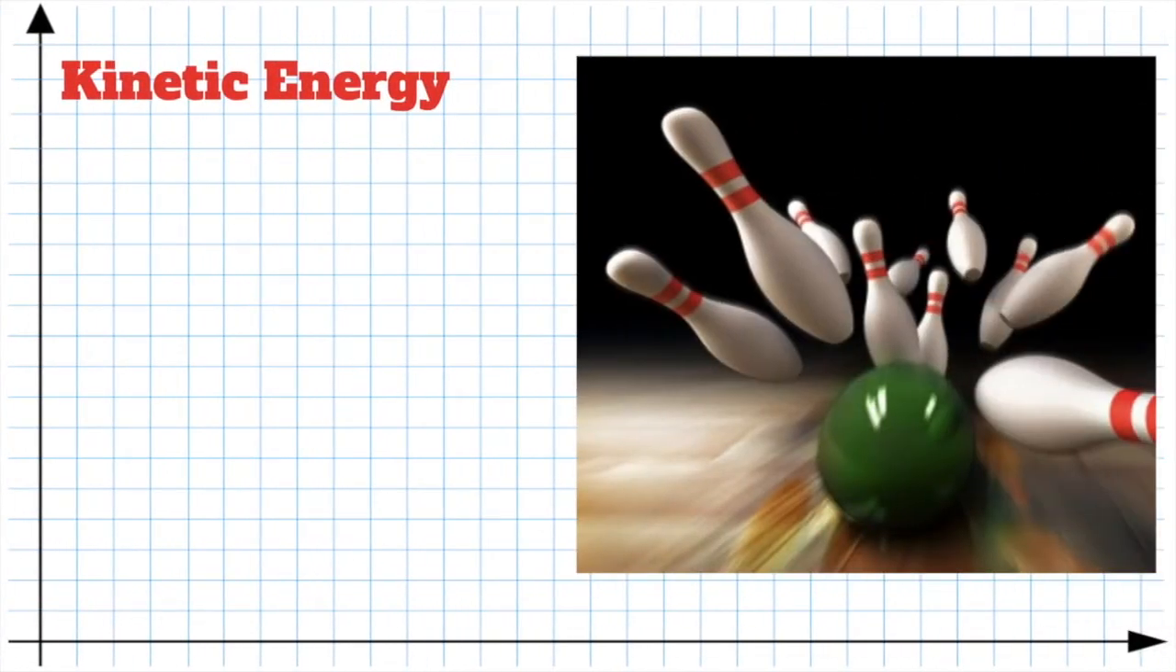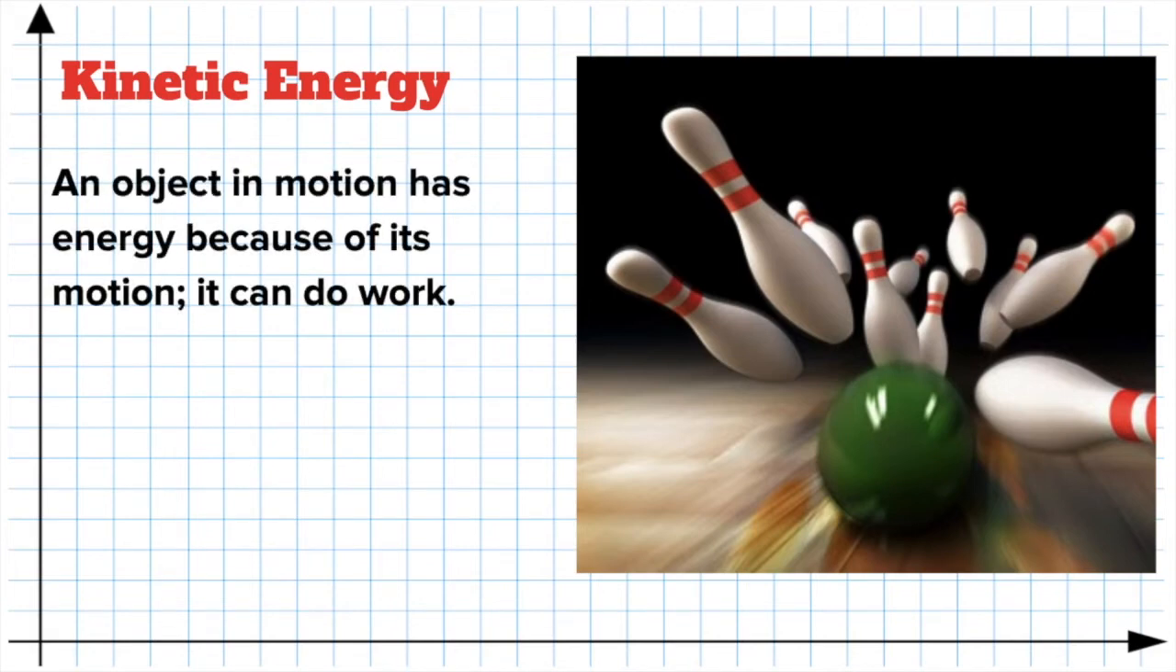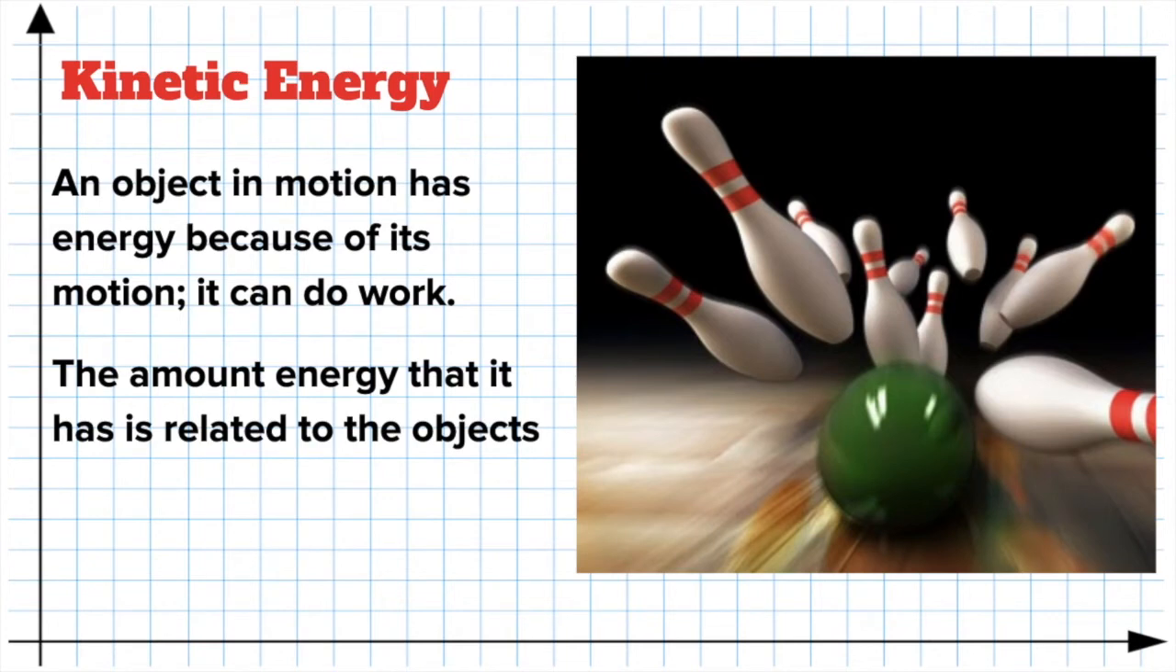So here we have a bowling ball. It's zooming down the lane. Because it's in motion, it has energy. It can do work. And how much energy it has depends on a couple things. First of all, it depends on how heavy the bowling ball is. Heavier bowling balls have more energy. It takes more energy to get them going, and they have more energy to give us when they smack into things. So not only does it depend on the mass, it also depends on the speed, on how fast they're moving, which we called velocity.